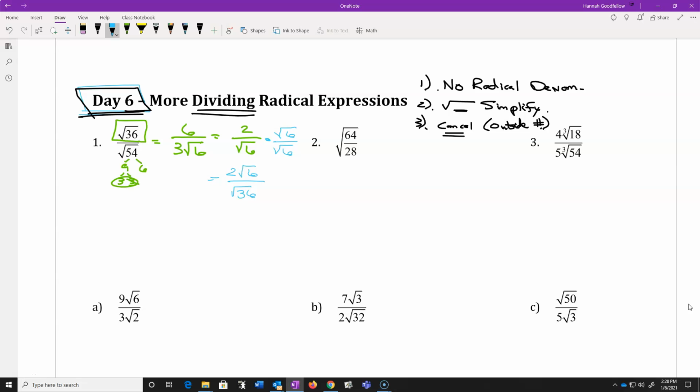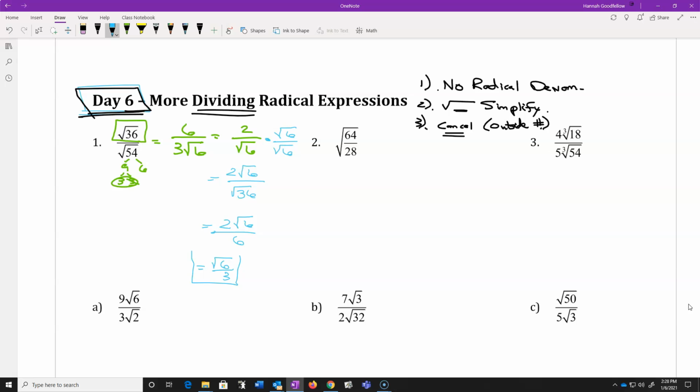Can't multiply those. Outsides multiply outsides, and insides multiply insides, so those don't go together. And then the square root of 36 becomes the number 6. 2 root 6 over 6. And again, rabid chihuahua, I got to be mean and make sure that I get all of the final cancellations, and this 2 and this 6 will reduce to the square root of 6 over 3.